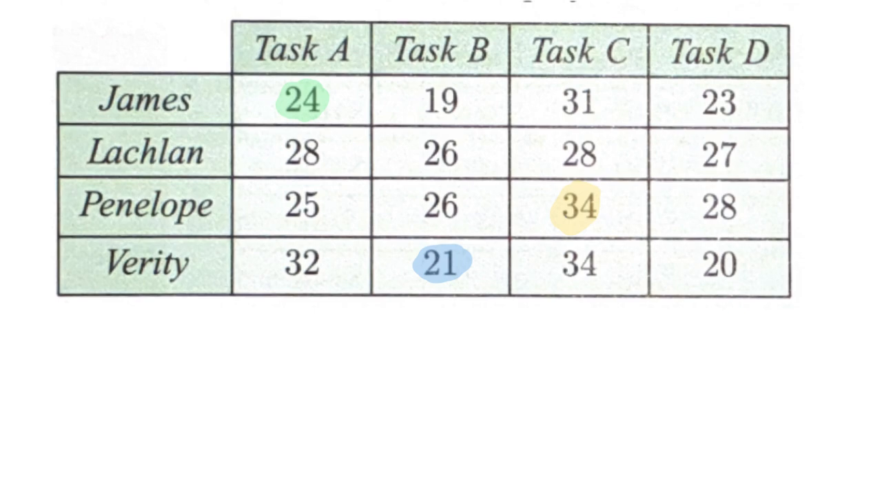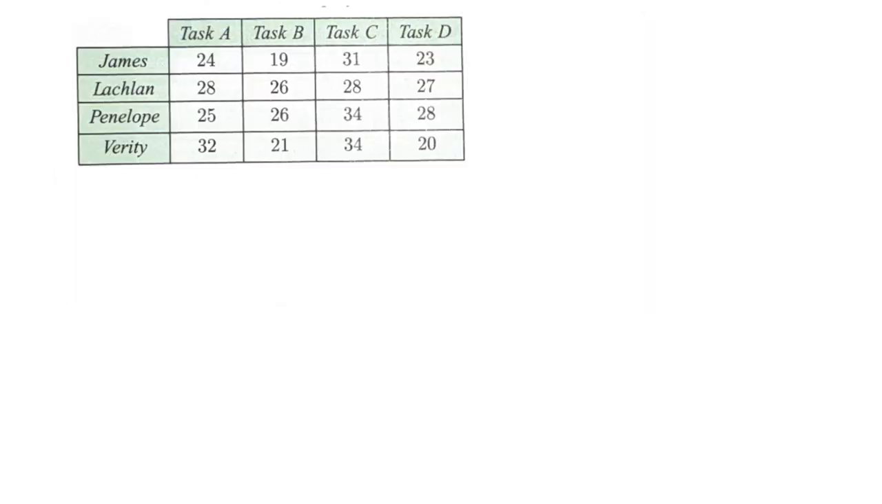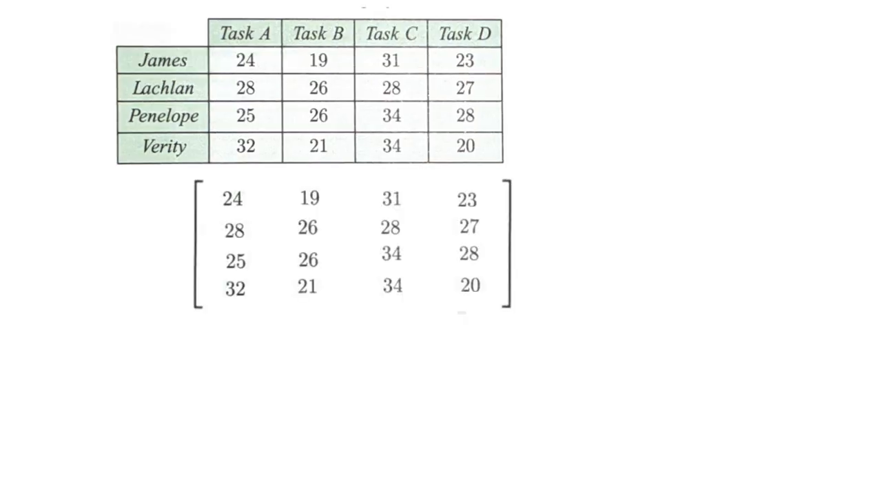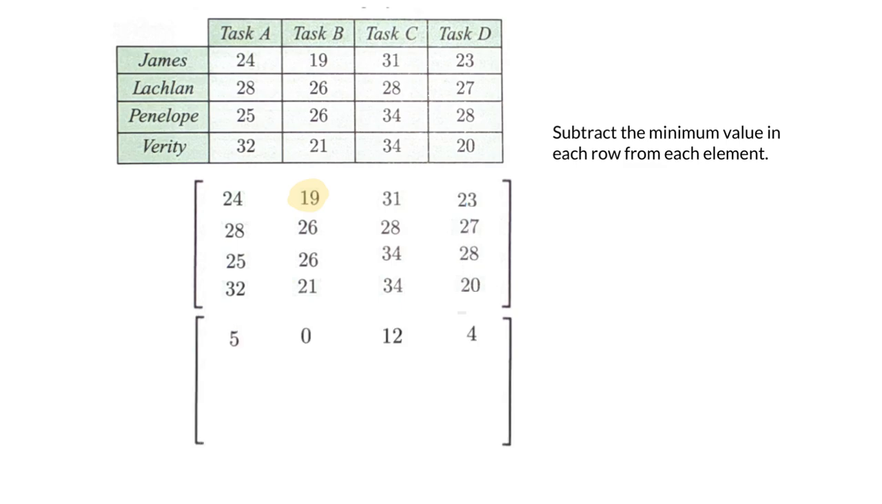So we want to assign each task to an employee so that the total completion time is minimized. To use the Hungarian algorithm, the information should be written in matrix form. Now we must follow certain steps. First of all, we're going to subtract the minimum value in each row from each element. Since 19 is the smallest value in this particular row, we'll subtract 19 from 24, 19, 31 and 23. And so we'll get 5, 0, 12 and 4.